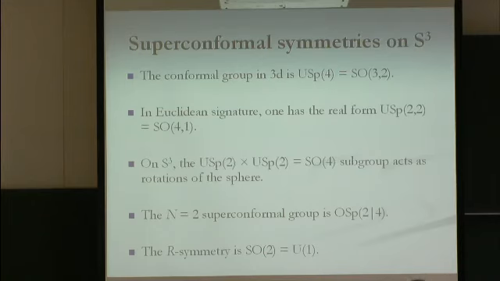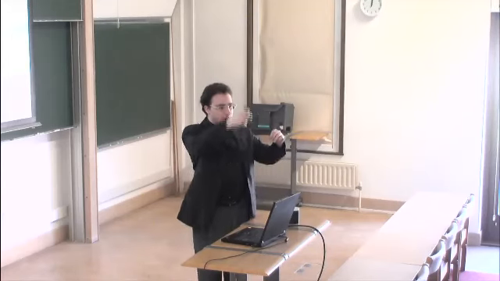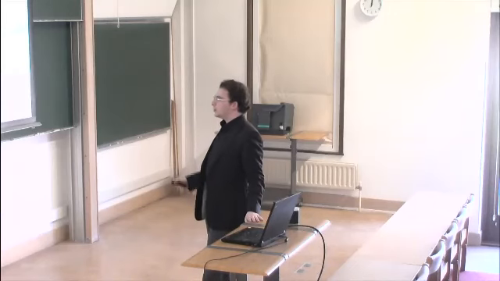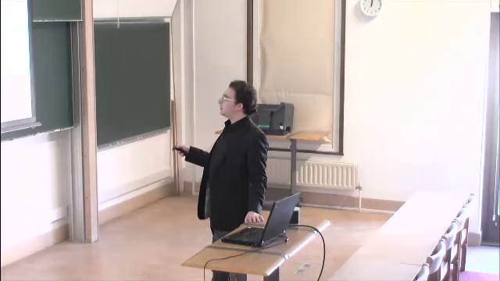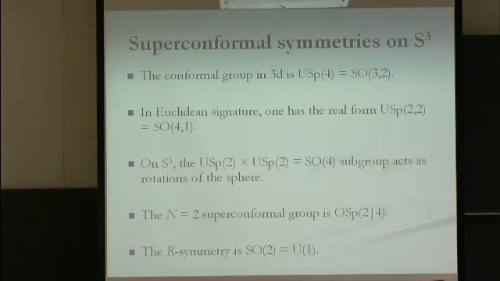So in 3 dimensions, the conformal group is USp(4), and in Euclidean signature, you get the real form SO(4,1). Now on S^3, you have the same group, but the interpretation is a little different. The whole SO(4) acts as just rotations of the sphere, and then the only other generators are the dilations around points, which get rotated around. So that's the structure of the group. And if you add to it N=2 supersymmetry, then you have this superconformal group OSp(2|4), which contains the U(1) R symmetry here.